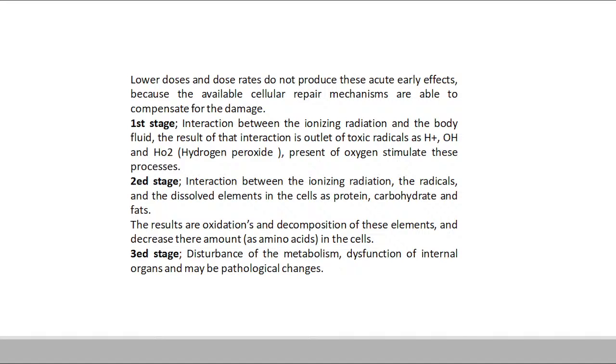First stage: interaction between the ionizing radiation and the body fluid. The result of that interaction is the formation of toxic radicals. The presence of oxygen stimulates these processes. Second stage: interaction between the ionizing radiation, the radicals, and the dissolved elements in the cell, such as protein, carbohydrates, and fats. The results are oxidation and decomposition of these elements and a decrease in their amount, such as amino acids in the cells. Third stage: disturbance of the metabolism, dysfunction of internal organs, and maybe pathological changes.